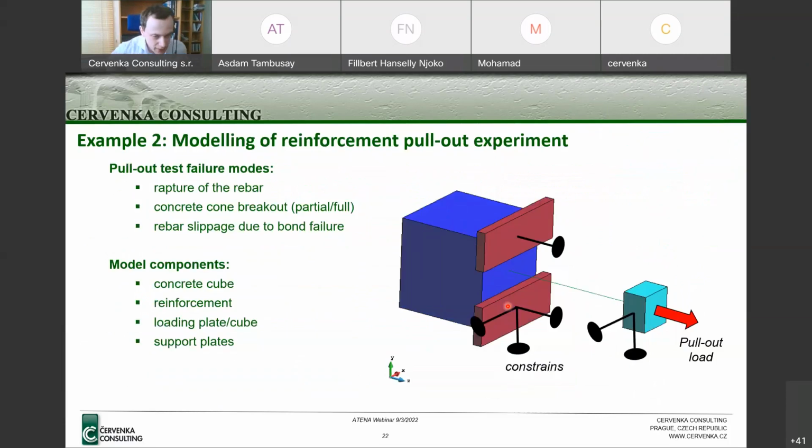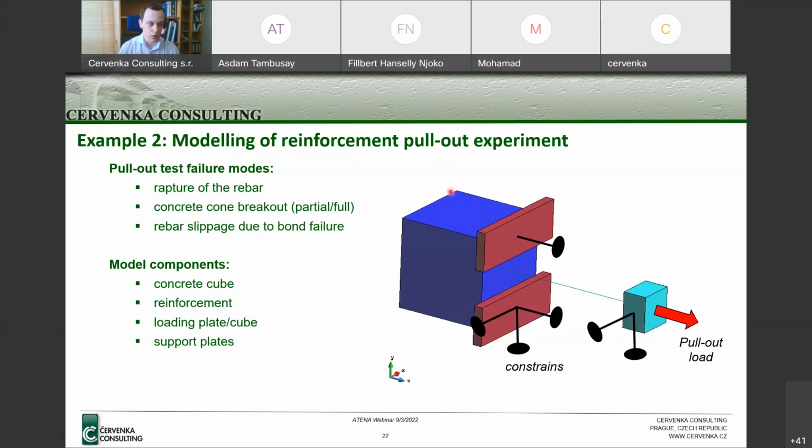So now I will move to a second example, about which we also get a lot of questions from our users on how to properly model it. This is a somehow simplified modeling of a pull-out load experiment. We can see here the components of this model.